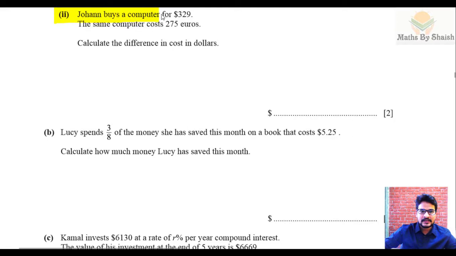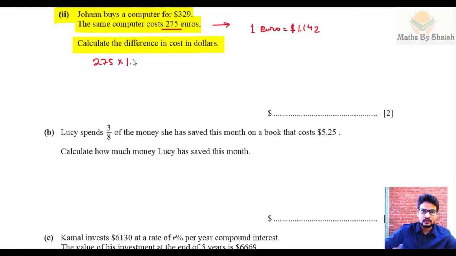Second part, Johan buys a computer for $329. The same computer costs 275 euros. Calculate the difference in cost in dollars. So if we want the difference in dollars, we have to convert this euro into dollar, and from the first part we have seen €1 equals $1.142, so 275 euros become 275 into 1.142, this is 314.05, and this is dollars.